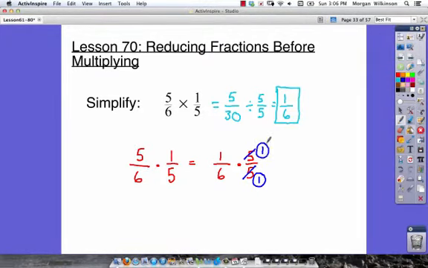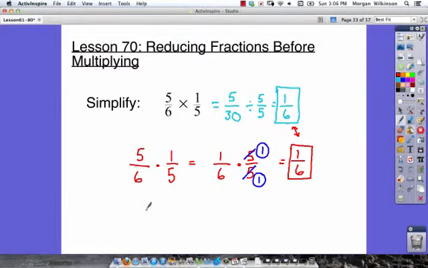We know that's a fraction equal to 1. So when we do that, well, we know we've got 1 times 1, that's 1. 6 times 1, that's 6. And look, we got the same answer as we did before, we just did it a different way. We didn't have to multiply up to bigger numbers and then divide down. We simplified before we multiplied to get our final answer straight away.